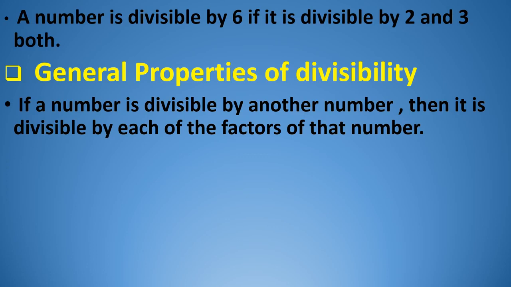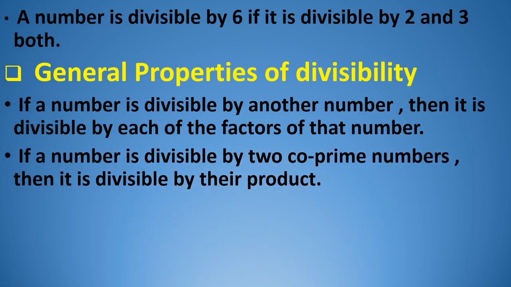Second is, if a number is divisible by two co-prime numbers, then it is divisible by their product also. Co-prime numbers, you know, are numbers whose common factor is only 1. Suppose a number is divisible by 2 and 5 both, just like 10. 10 is divisible by 2 also and by 5 also, and 2 and 5 are co-prime numbers also. Then that number is divisible by their product also, that is 2 multiplied by 5.